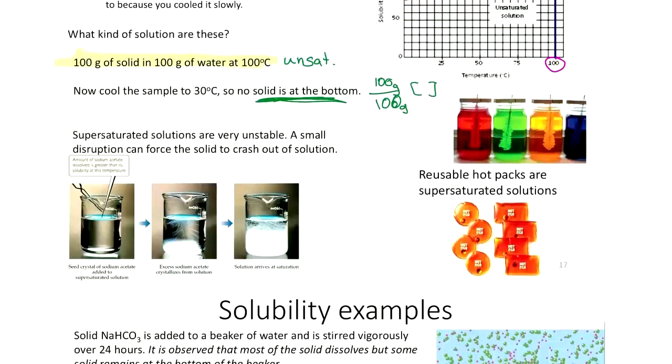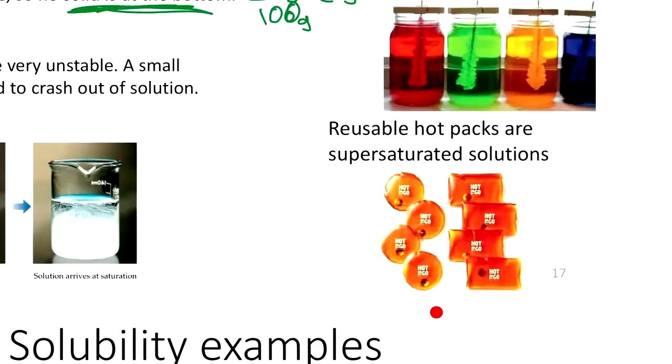This one's a little bit better represented. Does anyone know what this is? Has anyone used these? They're reusable hot packs. Yeah, has anyone ever used them? Like in winter sports or whatever. So these reusable hot packs are actually supersaturated solutions of sodium acetate. They're like these watery packets, and when you want to use them as a hot pack, there's a little piece of metal in there that you click. And then the liquid turns into a solid very, very quickly, and a lot of heat is released. That's why it's a hot pack.